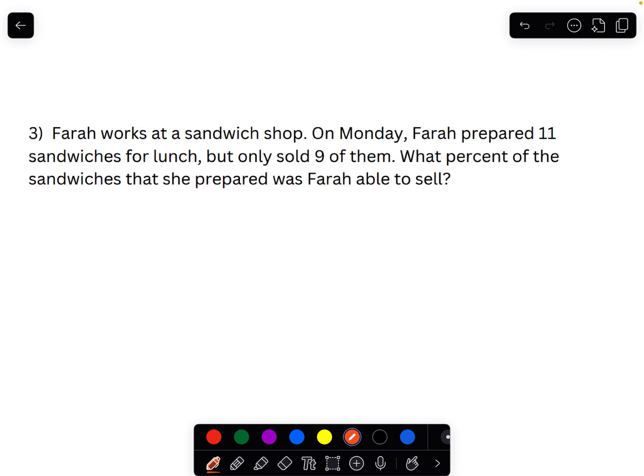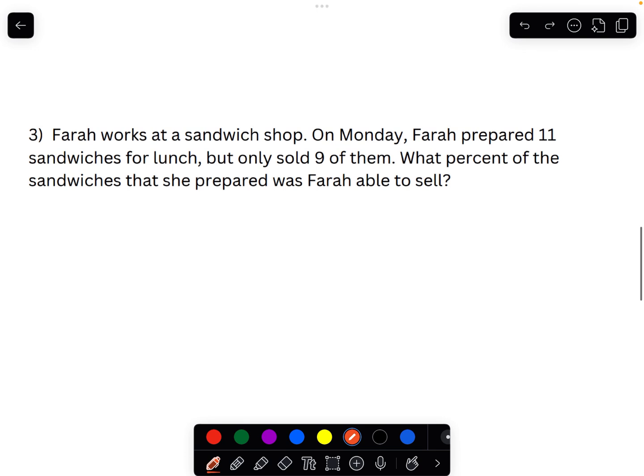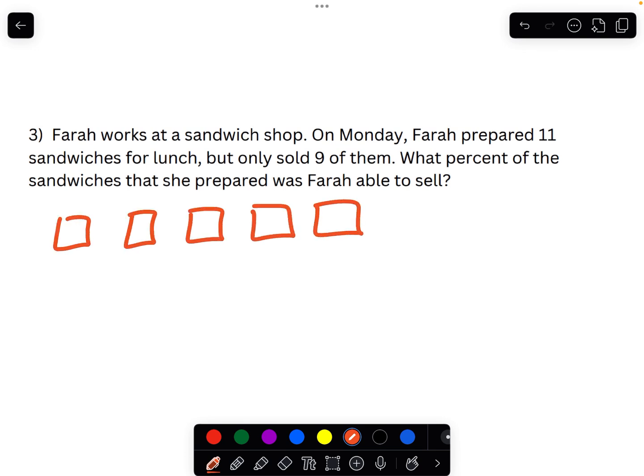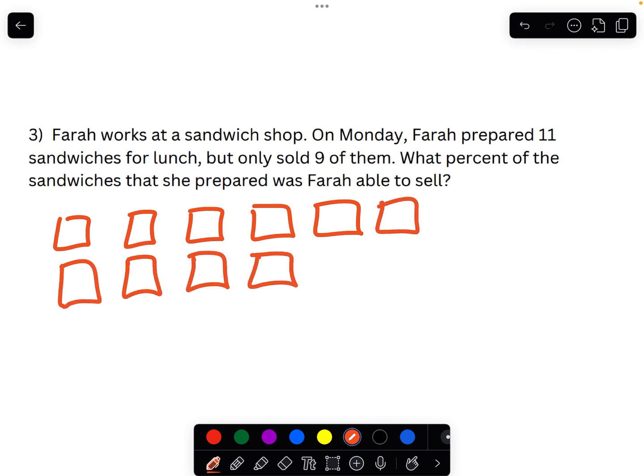So let's think about this. If you're not sure what the question is asking, I always tell my students, draw pictures, take your time, do not rush, because rushing leads to mistakes, especially if you're not sure. So I'm going to draw 11 sandwiches. These squares will represent sandwiches. 1, 2, 3, 4, 5, 6, 7, 8, 9, 10, 11. Okay, so there are 11 sandwiches that Farah prepared.